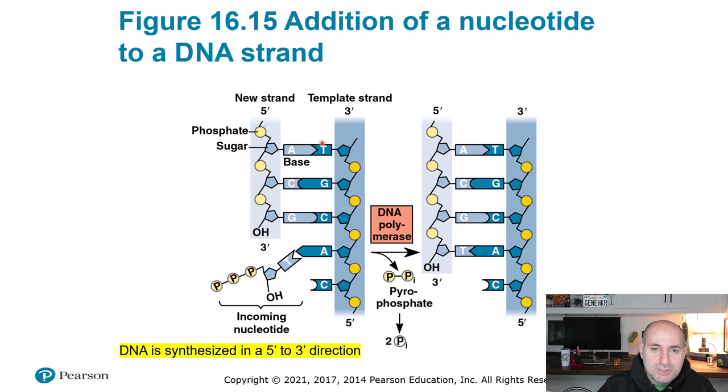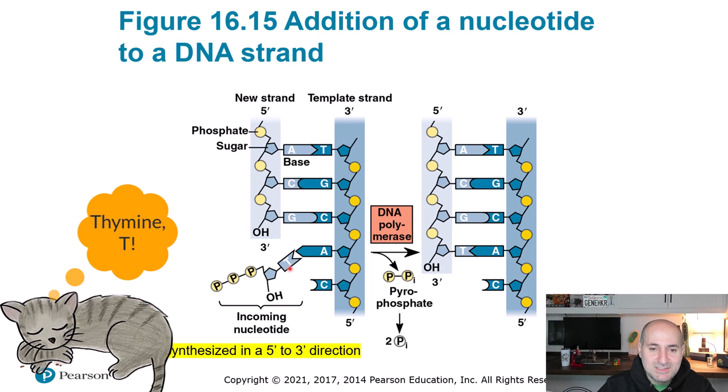And complementary means if the template has a T, the complement will put an A. If the template has a G, the daughter strand will put a C. If the template has a C, the daughter strand will put a G. And look what's next. We want to copy an A. What should we complement an A with? That's right, a T, right?